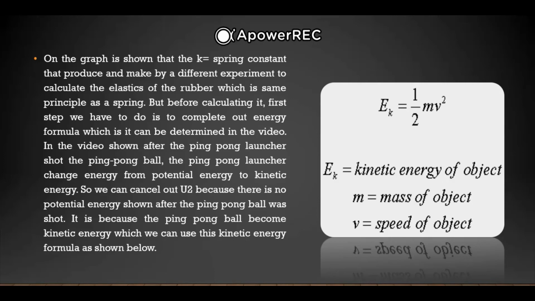In the video, after the ping pong launcher shot the ping pong ball, the launcher changed energy from potential energy to kinetic energy. So here we can cancel out U2 because there is no potential energy shown after the ping pong ball was shot. It is because the ping pong ball's energy became kinetic energy, for which we use the kinetic energy formula as shown below.